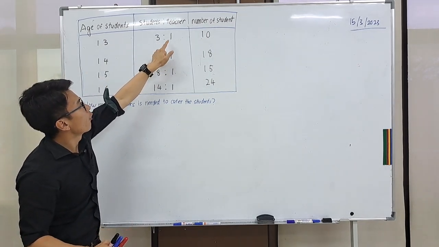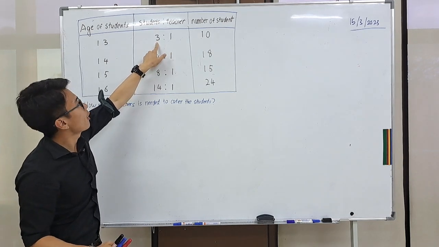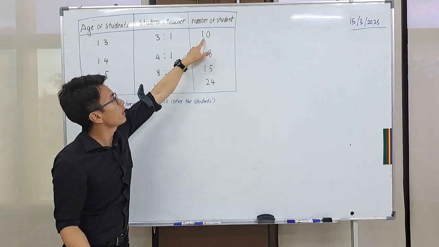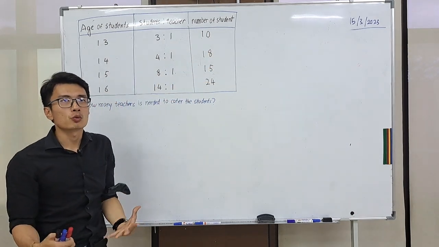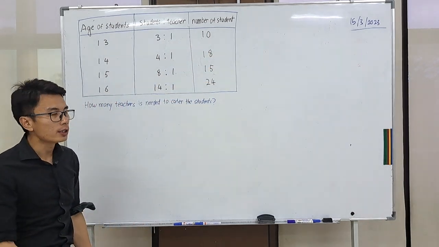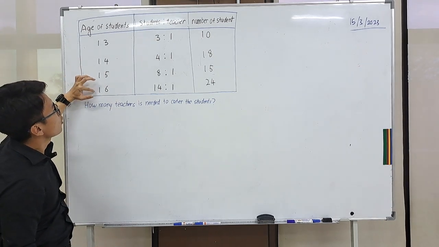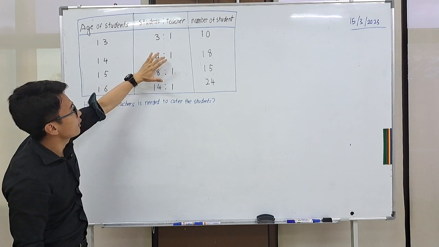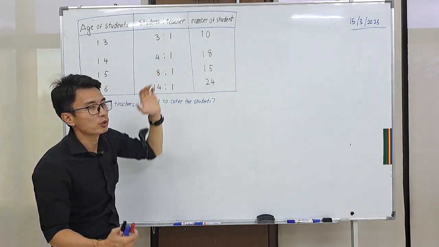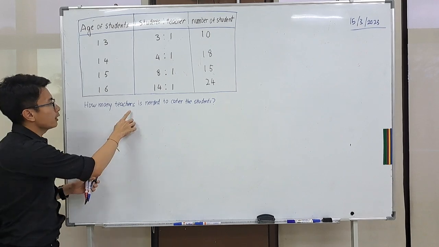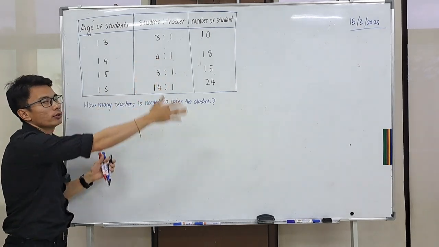Over here, for every 3 students, there will be 1 teacher taking care of them. And over here, I have 10 students. So how many teachers do I need? The same goes for the different age groups. They have a ratio between the student and teachers, and I have the number of students. So what should I do over here? My question is, how many teachers are needed to cater for all these students?